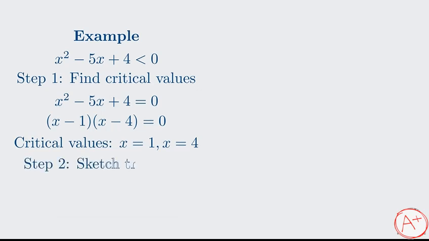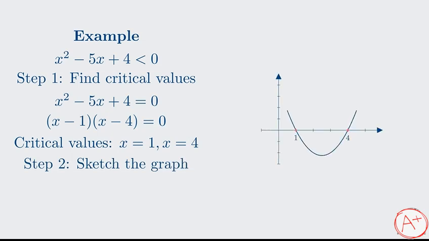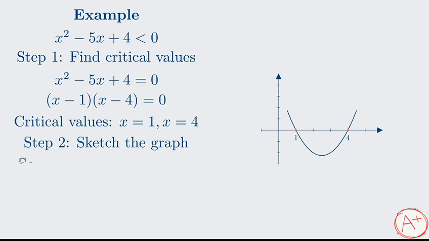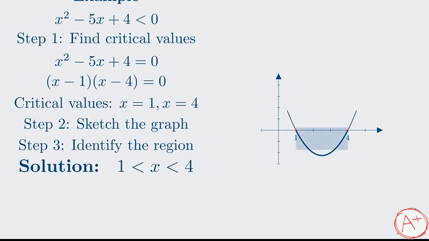Since the coefficient of x squared is 1, which is positive, we sketch a U-shaped parabola crossing the x-axis at 1 and 4. The inequality asks for where the expression is less than 0, meaning we look for the part of the graph below the x-axis. This occurs in the single region between the two roots. We write our final answer as 1 is less than x, which is less than 4.